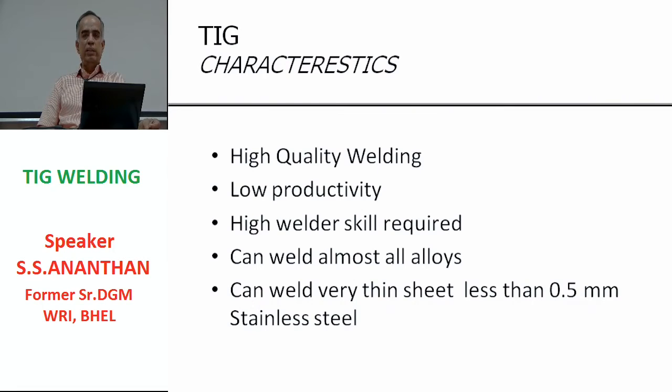And this leads to another important aspect. Since the quality of the welding is very high, we also find that productivity is very low due to the low heat input, and it requires very high welder skill to achieve high quality welding. It can weld almost all metals. It can weld several dissimilar material combinations, several dissimilar thicknesses, as well as very thin sheet materials, even up to the level of 0.5 millimeter of stainless steel.